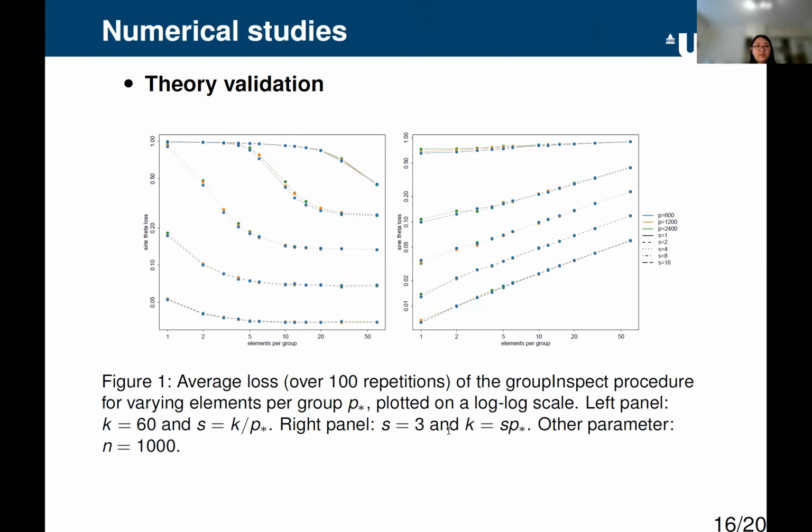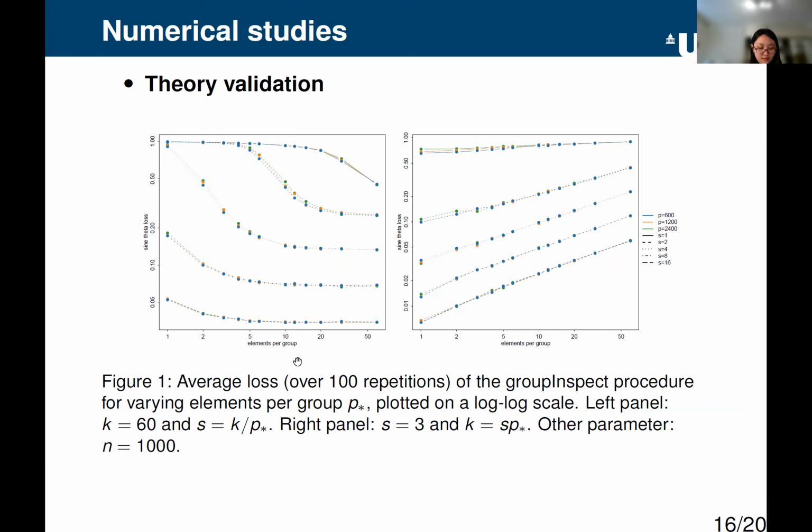We also did some simulation studies for our method. So the first part, we want to validate our theorem 1. In these simulation studies, we assume that all the groups have the same size. So the P star here is the group size, which is the elements per group in the x-axis.